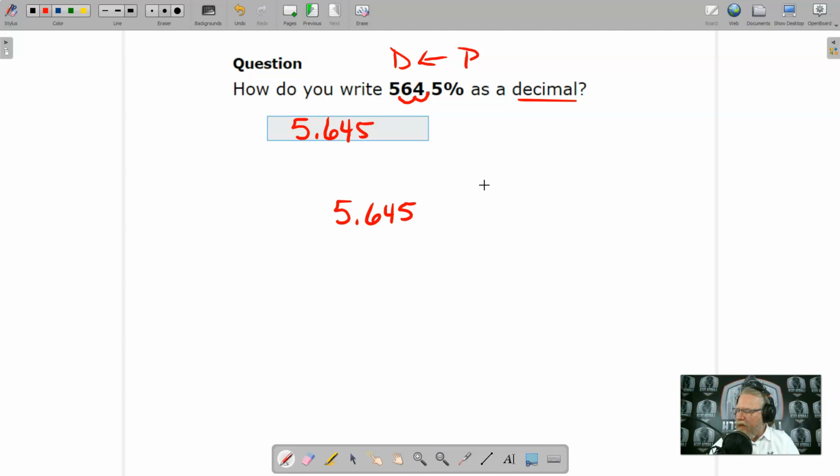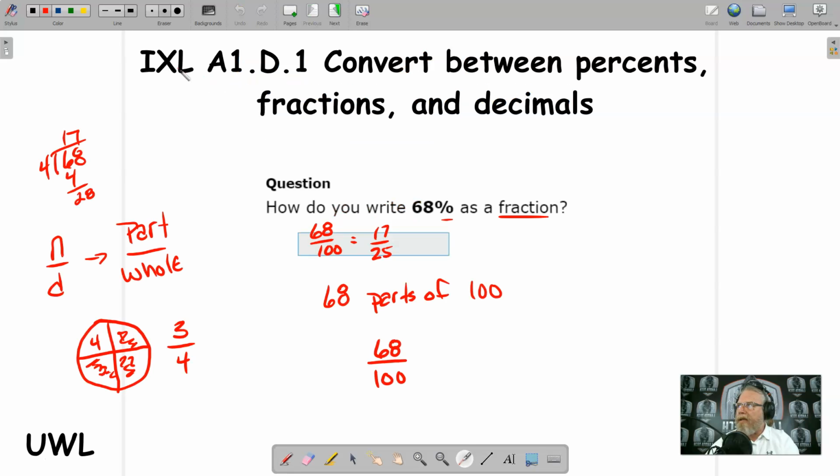5.645. All right, and that concludes all of my examples for IXL A1.D.1 Convert between percents, fractions, and decimals. Good luck with your activity.